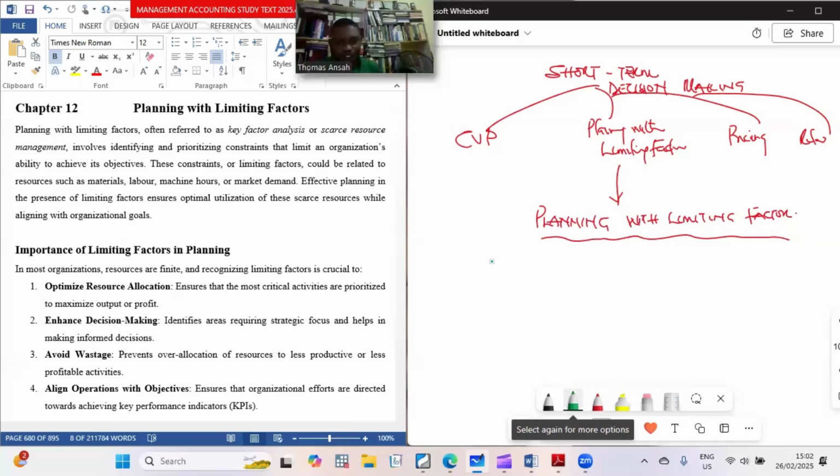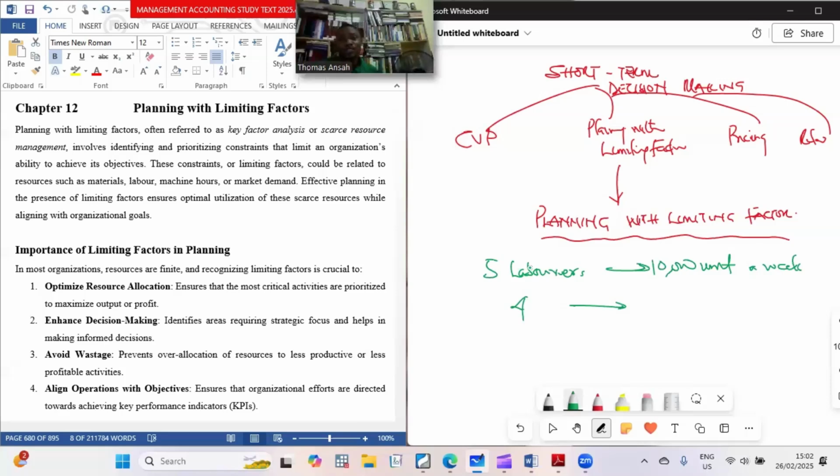So let's say you have 5 laborers who help you to produce, let's say, 10,000 units, let's say a week. Then all of a sudden, one laborer falls sick, and so you are left with 4. Now, once you are left with 4, how are you going to adjust yourself so that you can actually meet your 10,000 units, or what are you going to do entirely? That is what the entire limiting factor is about. The constraints can be related to materials, labor, machine hours, market demand. So you have to plan well.